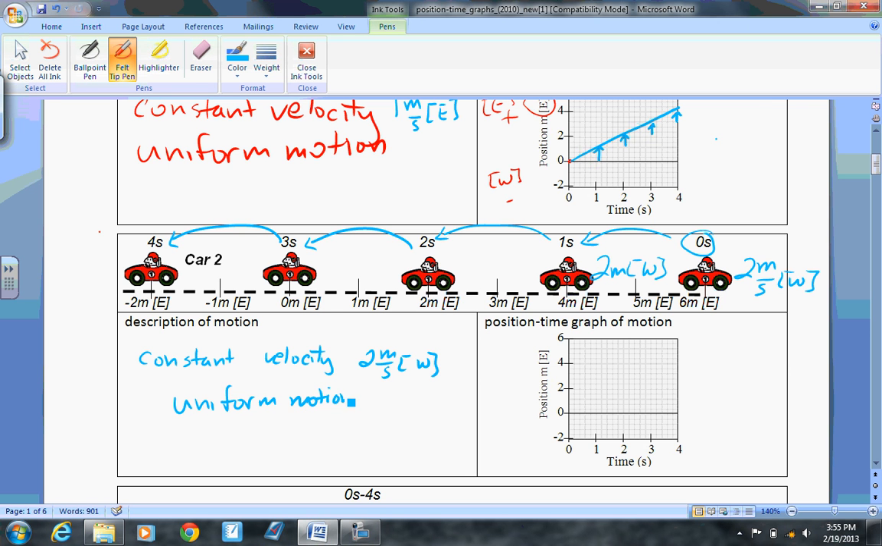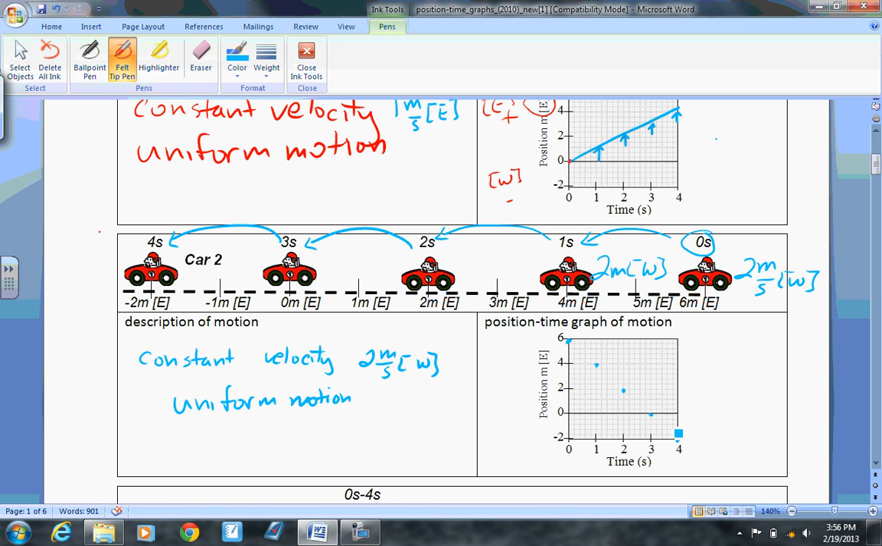And similarly, like before, if I was to graph my motion, I would graph the position with time. So at 0 seconds, we're going to be 6 meters east, so I'd be up here. At 1 second, I'm going to be at 4 meters east. At 2 seconds, it'll be 2 meters east. At 3 seconds, I'm right at the reference point at 0. And at 4 seconds, we're going to be at negative 2 meters east, or 2 meters west of the reference point.